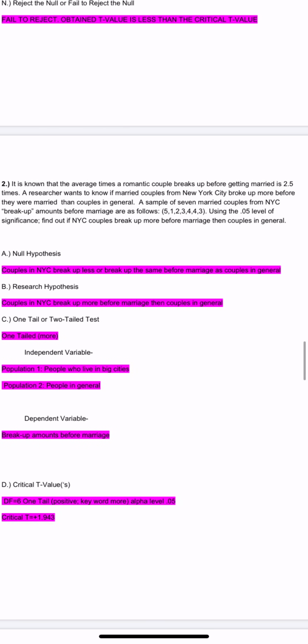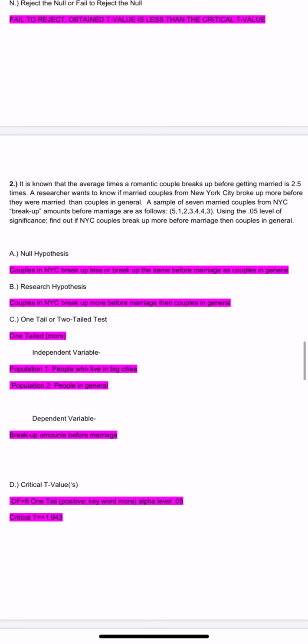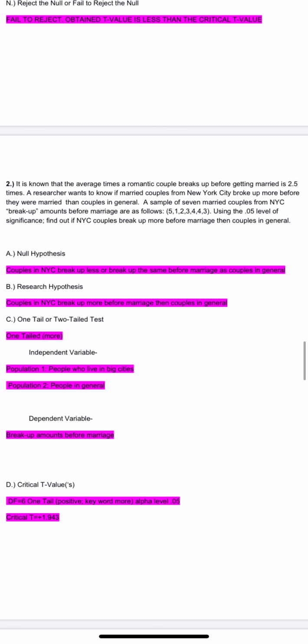That it is known. That's the population mean, right? That's one way that they'll say it's the population mean. It might not always say mu equals 2.5. You might just say if it is known, the average. If it's a known average, that means it's a known population mean.